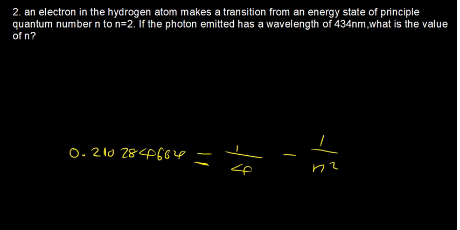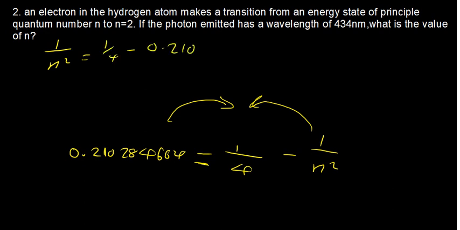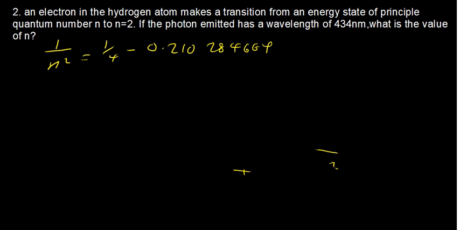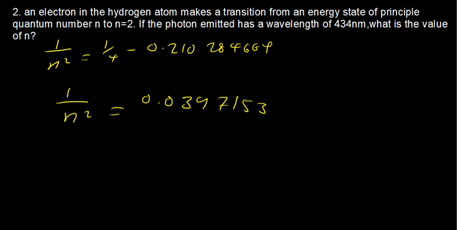Now our aim is to find the value of n. We can take this part over the other side, and then we take that to this side. So what we are going to remain with is 1 over n squared is equal to 1 over 4 minus 0.210284664. All right, and then we can do our subtraction. 1 over 4 minus that value which we have there should get 1 over n squared being equal to 0.039715335. Okay, so this is 1 over n squared.